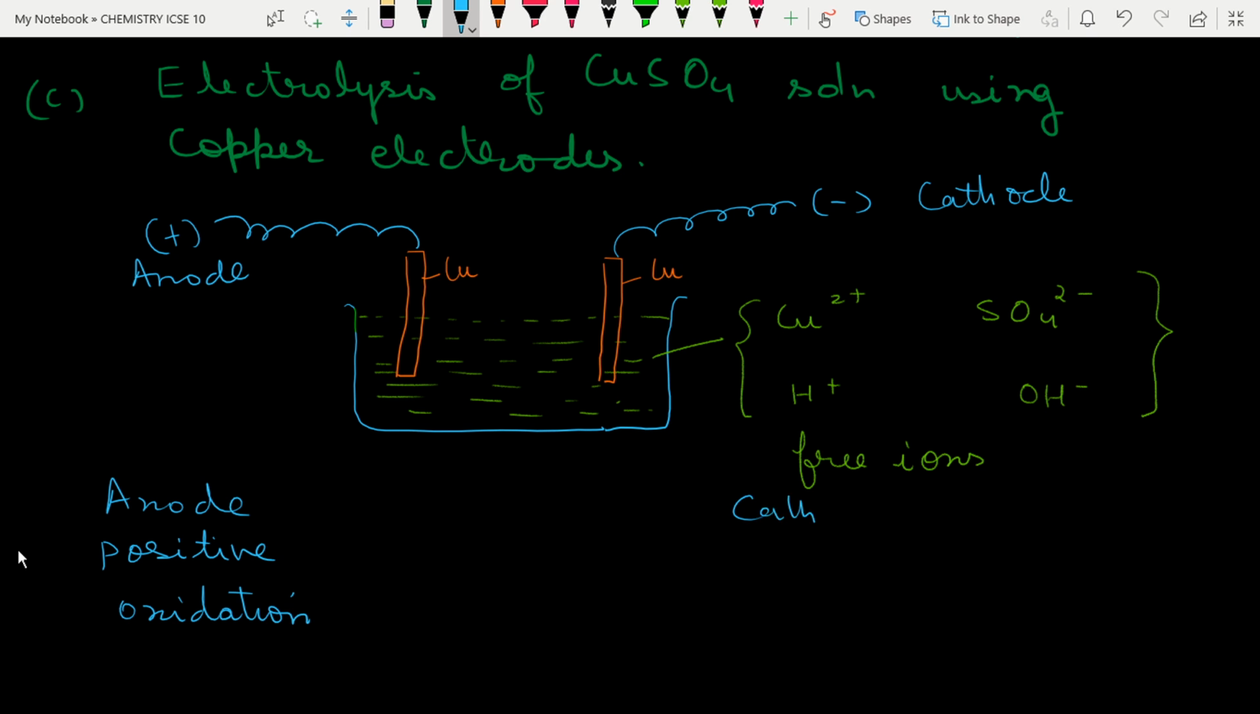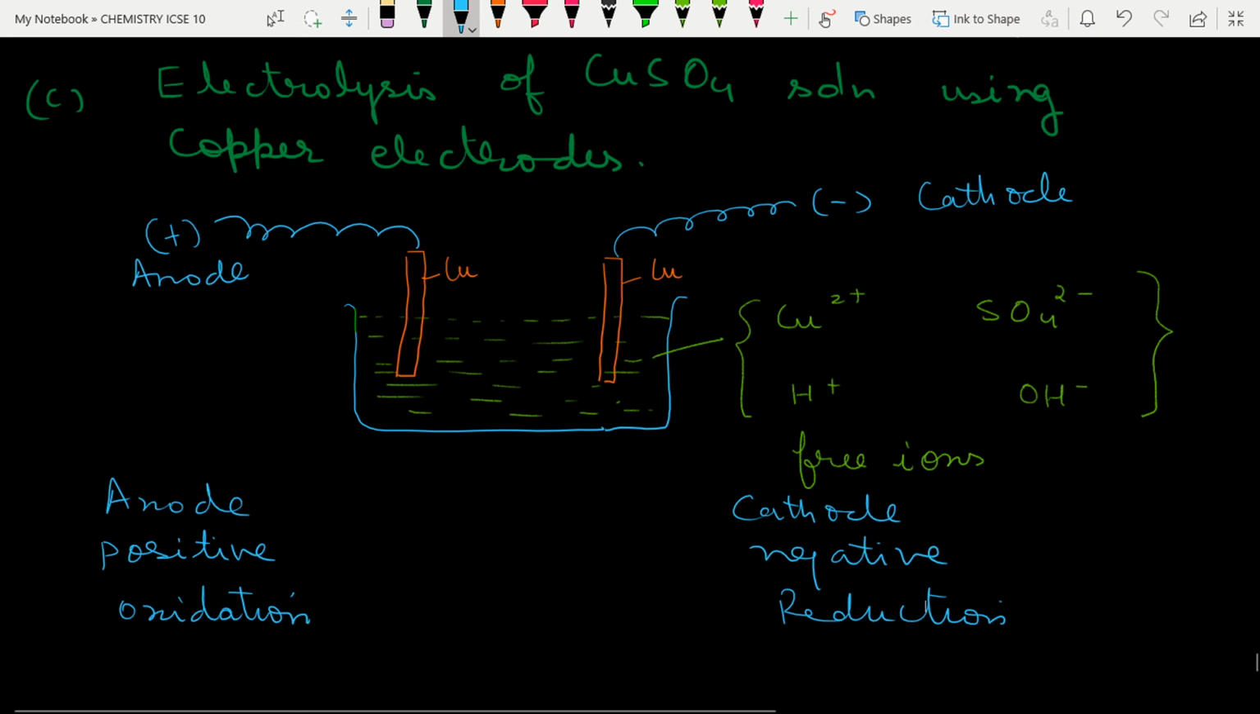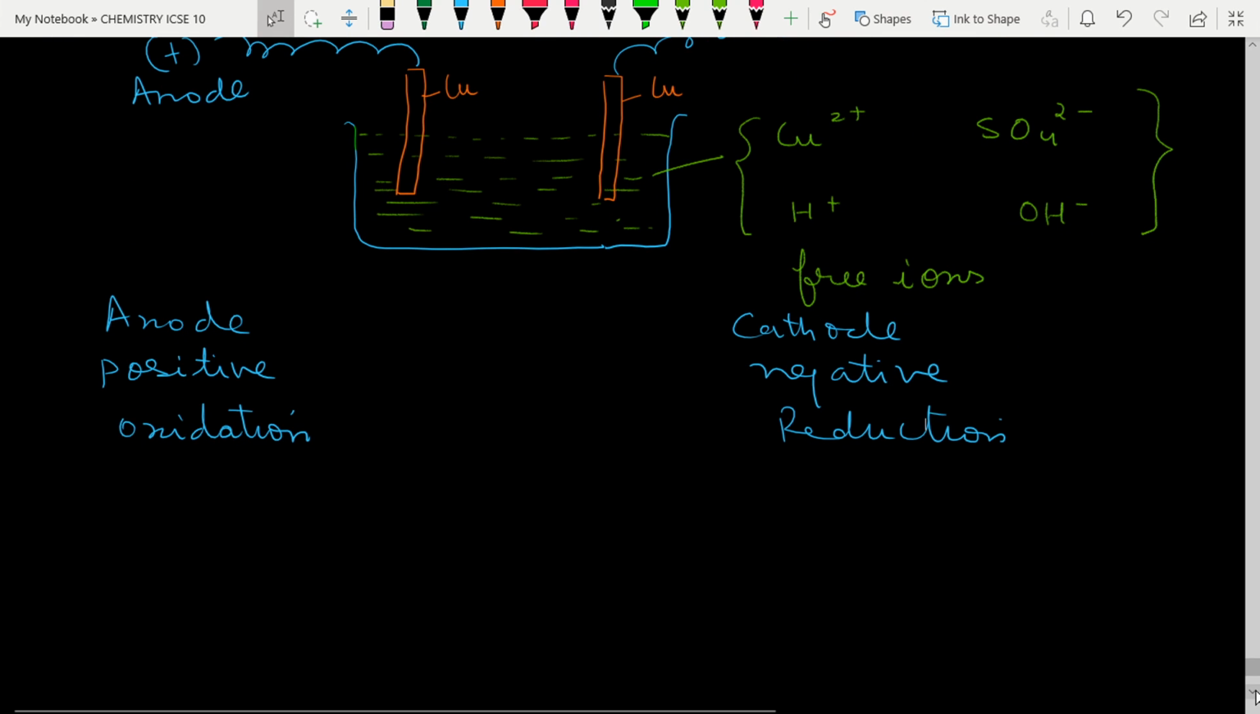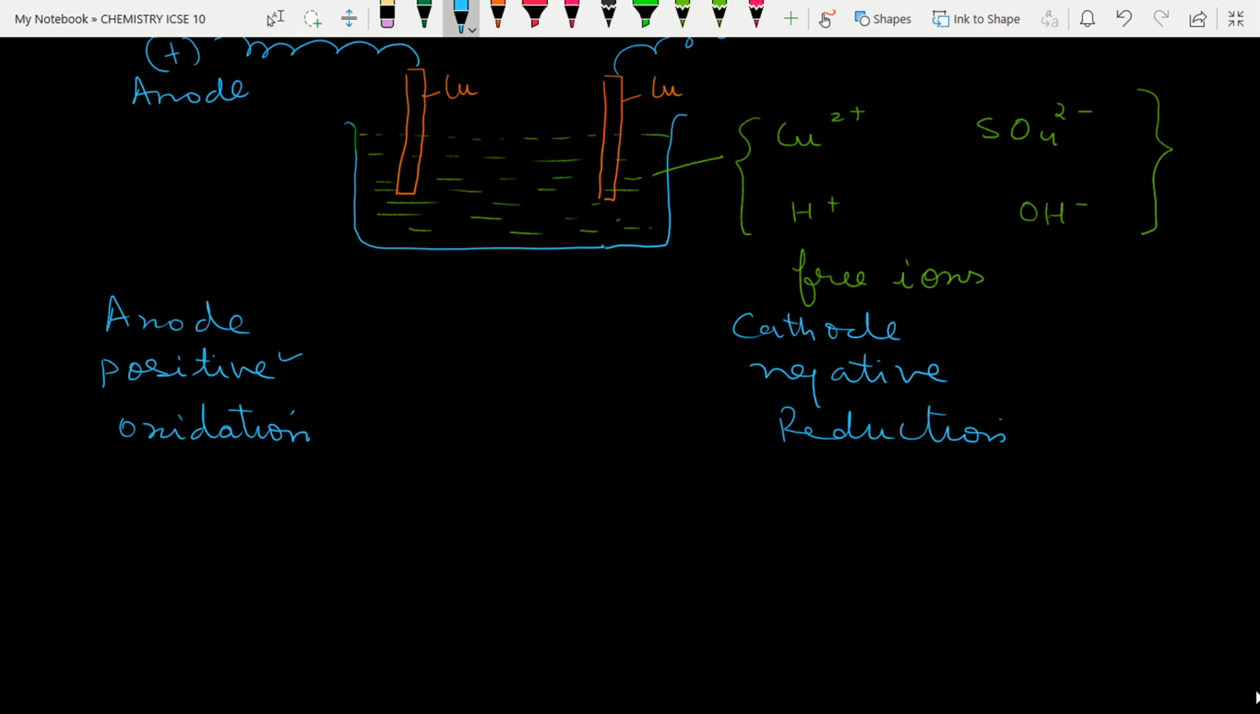And what happens at the cathode? At the cathode we see the cathode is negatively charged and reduction occurs at the cathode. Okay, fine. What are the ions here? Okay, so the anode is positive. Which ions will be attracted towards the anode? The anode is positive, so it will attract the negative ones. So sulfate will come here and OH- will come here. And what happens here? It will be Cu2+ and it will be H+ here.